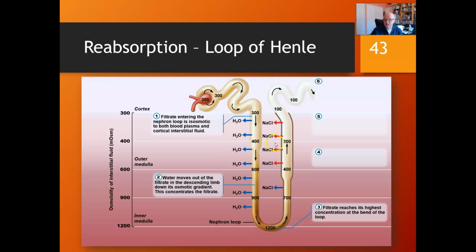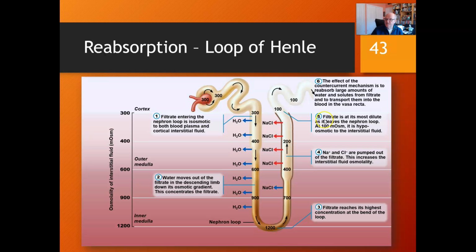And then as we turn the corner, we start pumping out that sodium chloride. So we're getting rid of it because it drives this side of things, and it all gets reabsorbed into the blood. And the filtrate is its most dilute as it leaves the ascending limb. You can see that that's 300 milliosmoles. It's only 100 milliosmoles afterwards. So you reabsorbed a lot of the stuff.